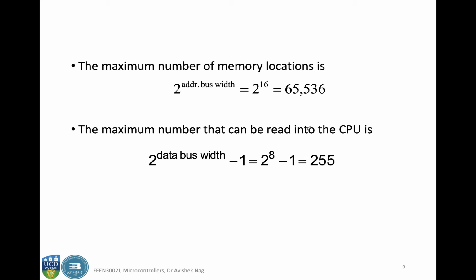65,536. And the maximum number that can be read into the CPU is 2 to the power data bus width minus 1. So if it is an 8-bit data bus, then you can read up to 255. So between 0 to 255. So these are the 256 numbers that you can read, and the maximum is 255.